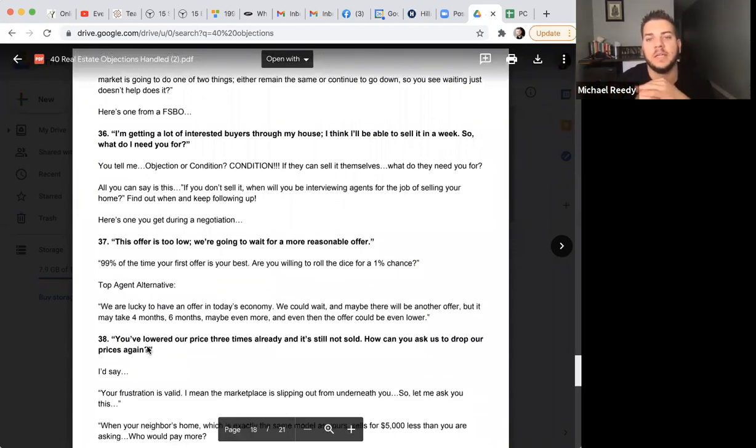So having this already in your back pocket for when it does happen can be helpful. Let's see, 36: "I'm getting a lot of interested buyers through my house. I think I'll be able to sell in a week. So what do I need you for?" Well, you can tell that this is a condition, right? If they can sell it themselves, why do they need you? All you can say is this: if you don't sell it, when will you be interviewing agents for the job of selling your home? And then from that point, we just continue to follow up.